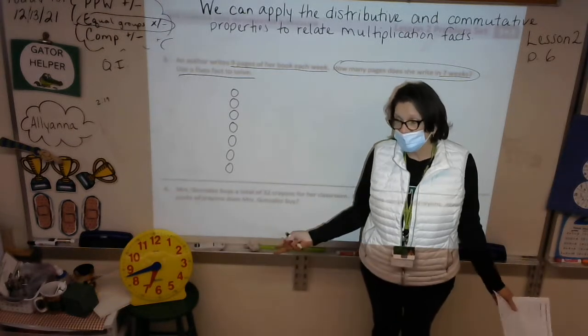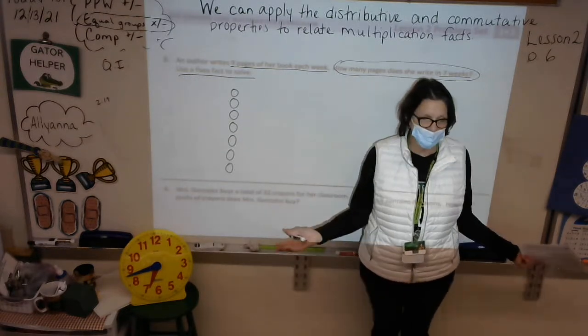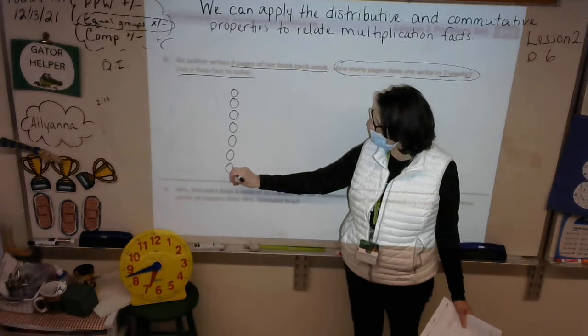What's going to go inside each one of those circles? Those are my 7 weeks. How many pages does she write each week? 9. So let's go ahead and put a 9 inside each one.